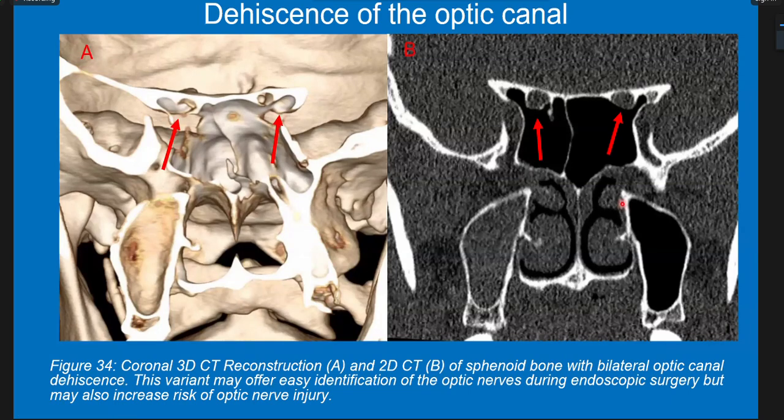We also have bilateral dehiscence of the optic canal, better seen on 2D, but you can also appreciate it here on the 3D rendering. There is a lack of bony coverage, expected bony coverage at the inferior aspect or the floor of the optic canal. So this is all bony dehiscence. And again, this is a hazard because it can cause complications, visual complications during surgery related to optic nerve injury.